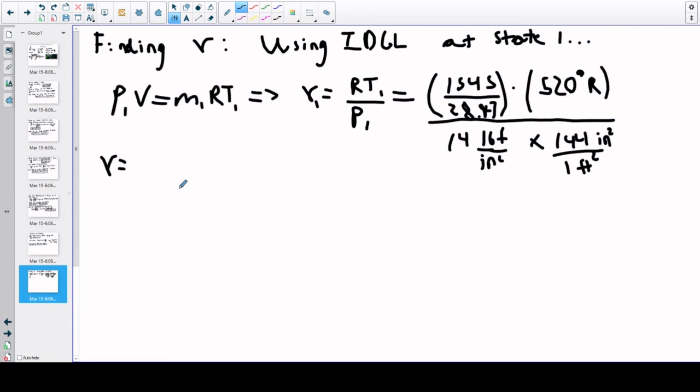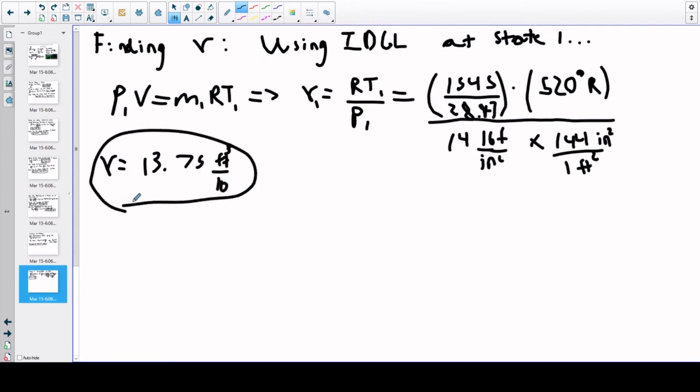I'm taking a second here to make sure I have the units right. Oh no, wait a minute. This is because I didn't have V written out, so I had to do it really fast on my phone. So 13.75 feet cubed per pound is what you get when you do that calculation, I hope.